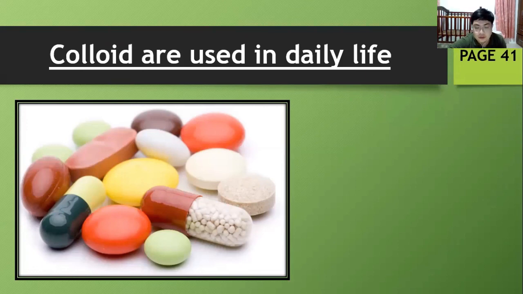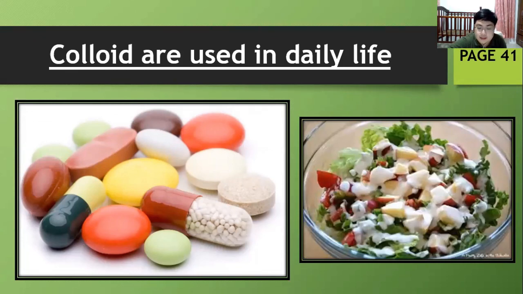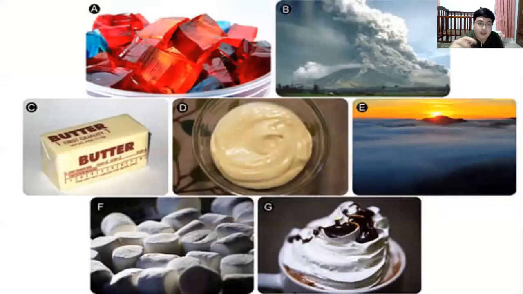There is also food. For example, you like to eat salad. Salad doesn't really taste good, well, for me, if it doesn't have mayonnaise, but for you guys, if you just want to eat a plain salad without the mayonnaise, it's also part of making colloids better, in foods, in medicines, as well as other examples. Like the gelatin, the butter, the whipped cream, marshmallows. Some of these are clouds and fogs. These are examples of colloids.